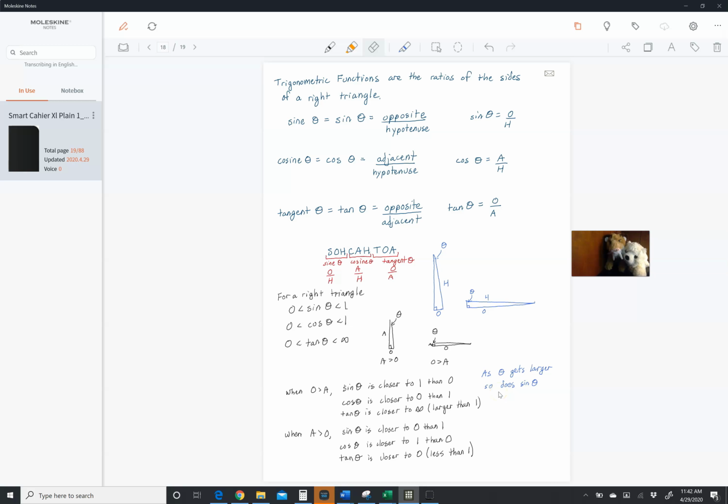The opposite is true for cosine. As our theta gets bigger, you could see that our adjacent is decreasing. Our adjacent is getting smaller. And when our adjacent gets smaller, what that tells us is that the cosine is getting smaller. And our opposite is getting bigger, our adjacent is getting smaller. That means that this fraction also gets larger. So as theta gets larger, so does the tangent of theta.